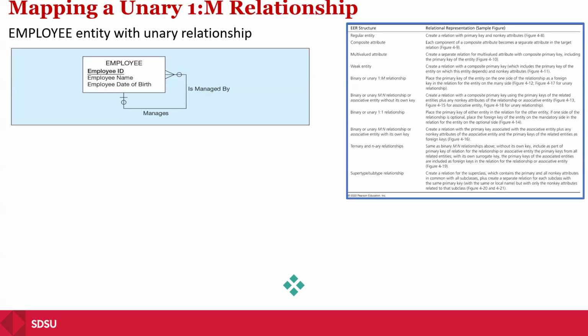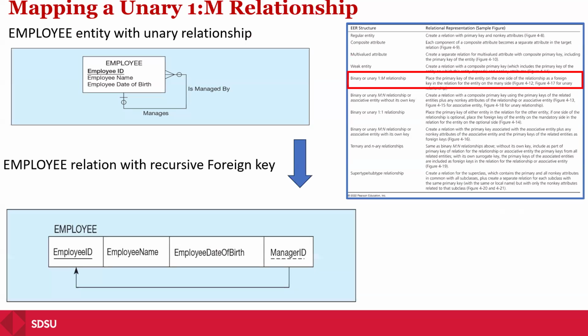So let's look at a one-to-many relation, where an employee manages other employees. And again, it's one-to-many, so we place the primary key of the entity on the one side into the many side as a foreign key. In this case, we are going to have an employee ID and a manager ID. Employee ID is the primary key of the employee relation. So we will add a foreign key, manager ID, to the same relation that will reference the primary key employee ID. So it's kind of a recursive foreign key in the same table.